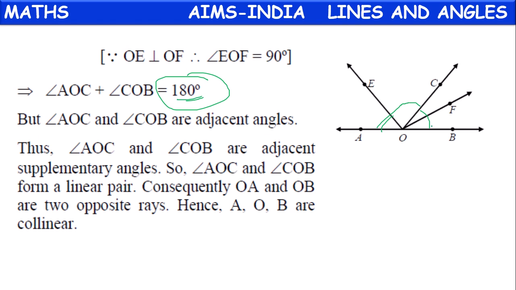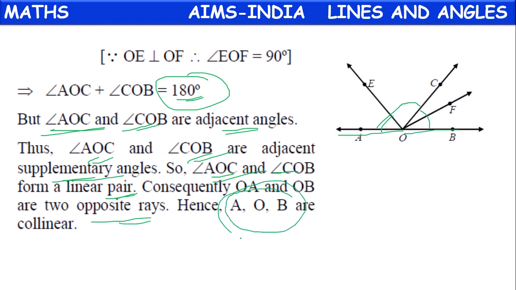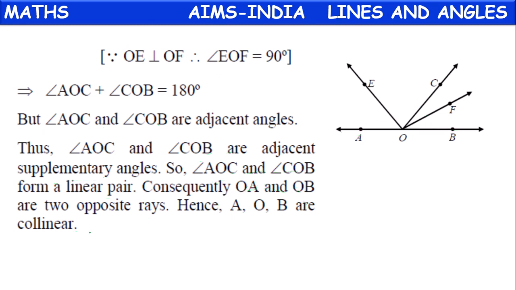If they equal 180 degrees, they form a linear pair, so AOC and COB are adjacent supplementary angles. Because they form a linear pair, and OA and OB are two opposite rays, according to the theorem A, O, B are collinear. Like that we can prove.